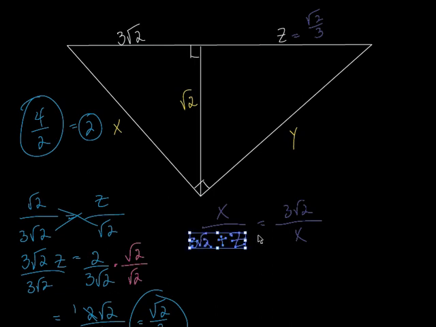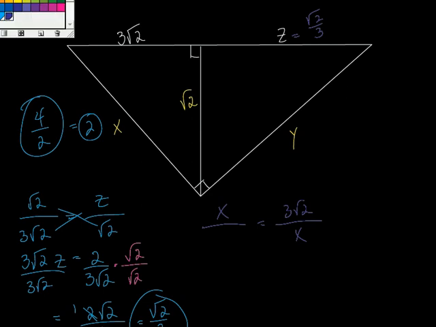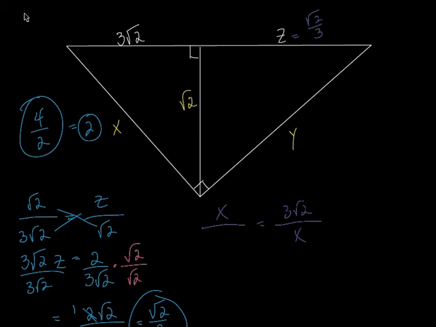So let's actually figure out what that is. Off to the side, I can't see that blue very well, so let's go to orange. Let's add those up and see what we get for that whole entire thing. So it's just a matter of adding a couple things. It's 3 square root of 2 plus what? Square root of 2 over 3. Right? So I'm adding them up.